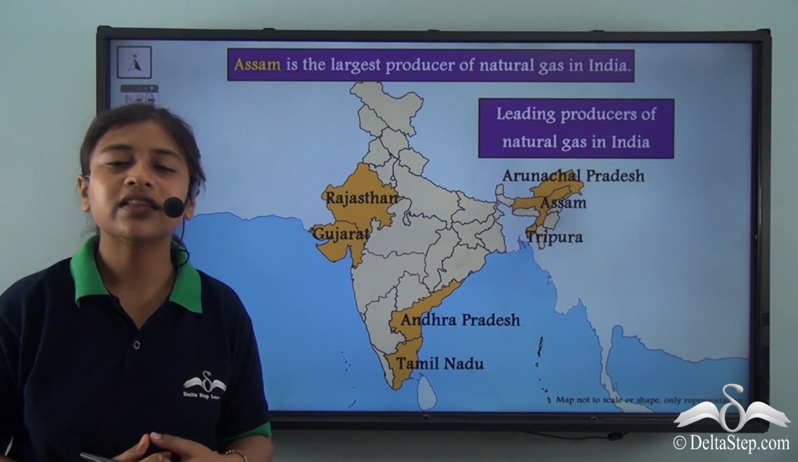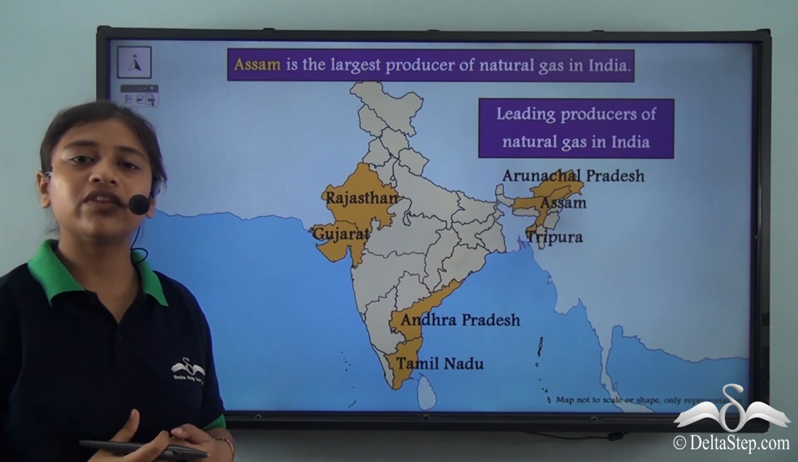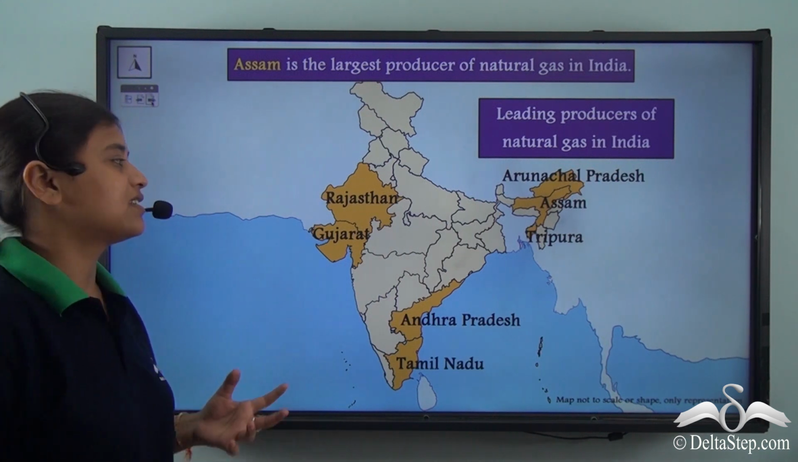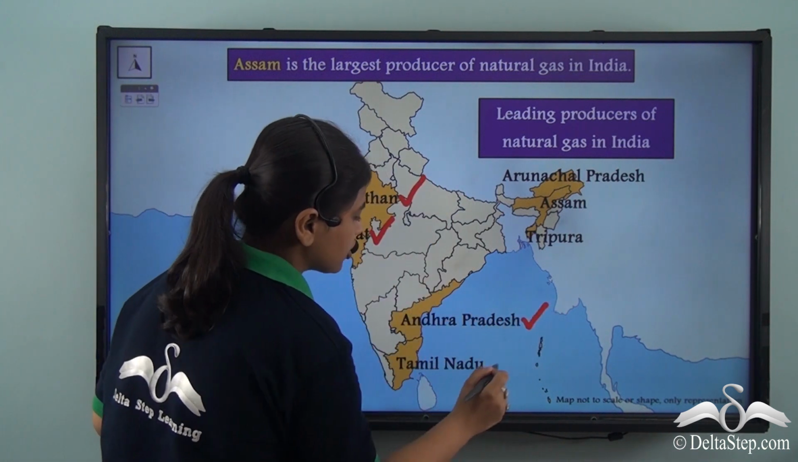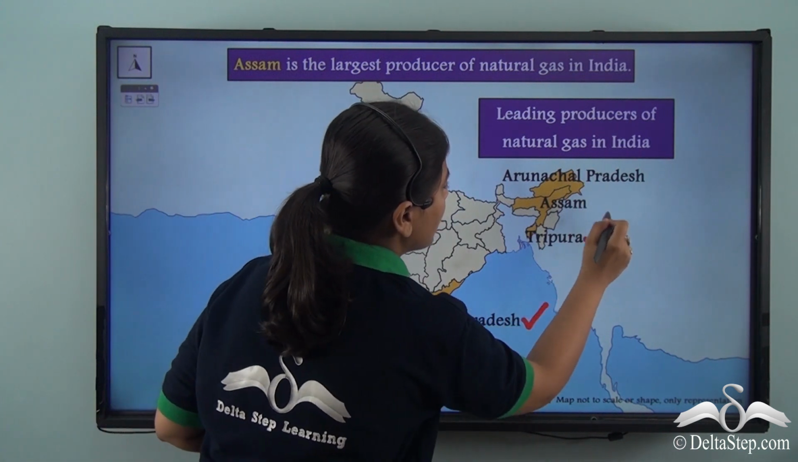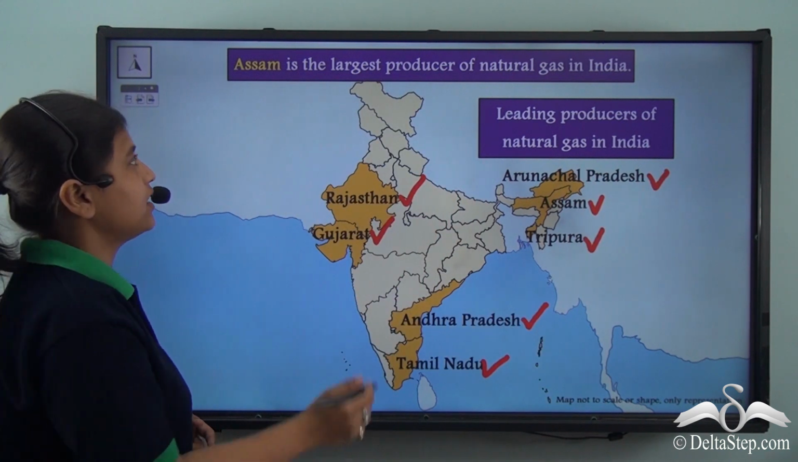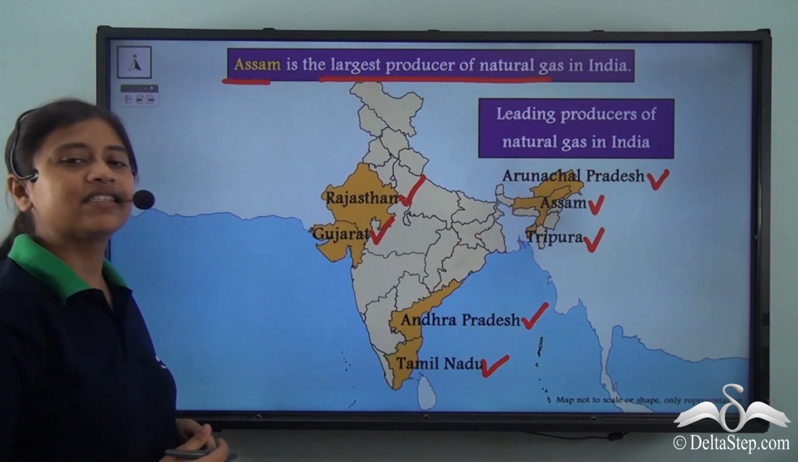Now, if we take a look at the map of India, these are the states that are leading producers of this important organic mineral, that is natural gas. So these states are Rajasthan, Gujarat, Andhra Pradesh, Tamil Nadu, Tripura, Assam, and Arunachal Pradesh. Out of all these states, Assam is the largest producer of natural gas in India.